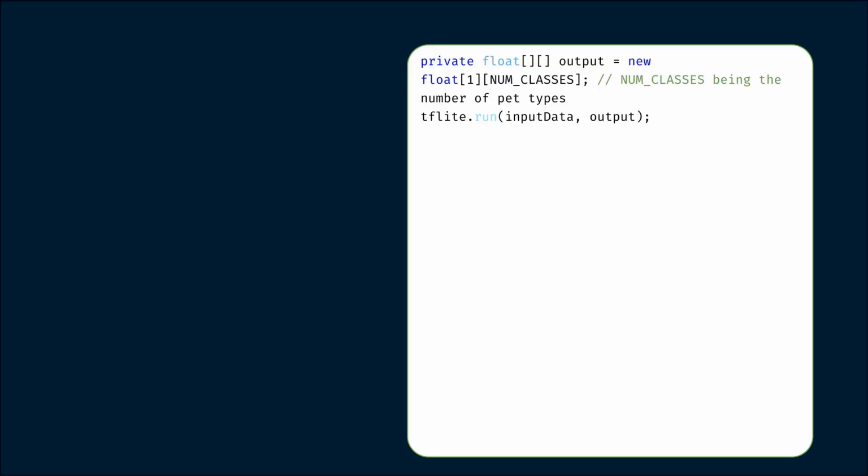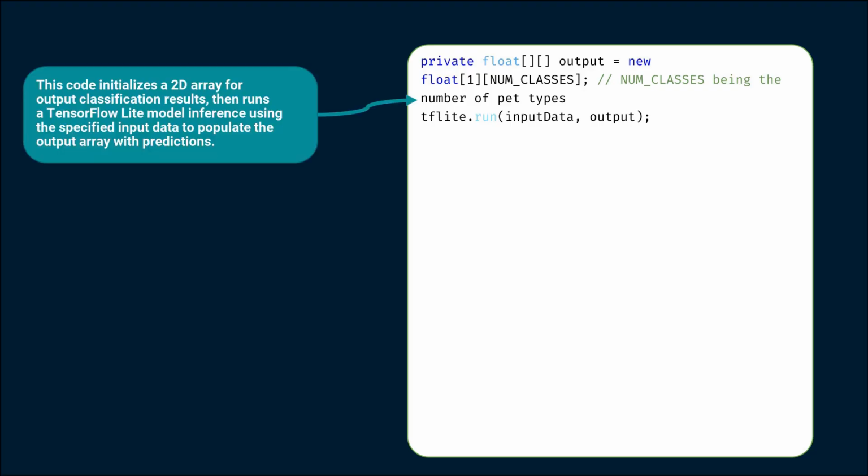Now let's take a look at how to implement inference using the TensorFlow Lite model for classifying images of pets. In this example, we define a float array named output, which is initialized to hold the prediction results. This array is structured to accommodate the classifications for different pet types, indicated by num classes, which represents the total number of pet categories the model has been trained on. Next, we utilize the TensorFlow Lite interpreter instance, tflite, to run inference by calling the run method. This method takes two parameters: input data, which contains the preprocessed image data ready for classification, and output, where the inference results will be stored.